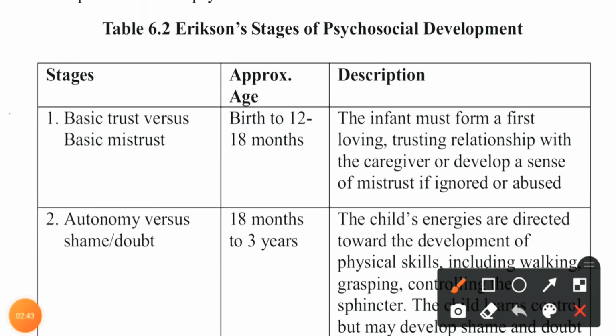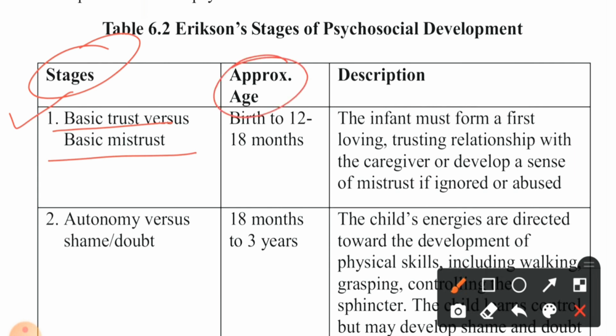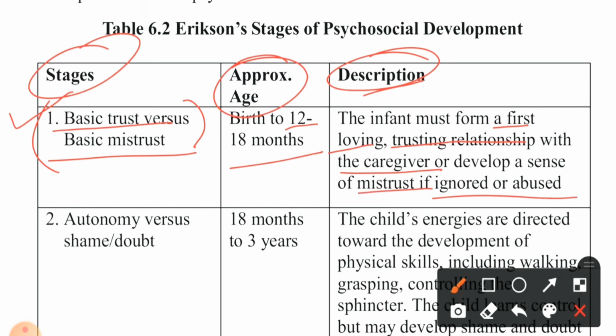So here we have number 1, basic trust versus basic mistrust. This is the first stage. The duration when this stage develops is 12 to 18 months, when a child is an infant or a baby. Here is the description: the infant must form a first loving, trusting relationship with the caregiver. And who is the caregiver? That is the mom, or it may be the father or any family member. Otherwise the infant develops a sense of mistrust if ignored or abused.